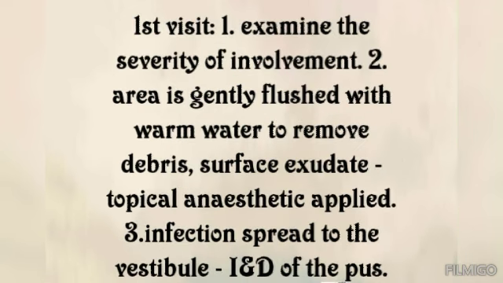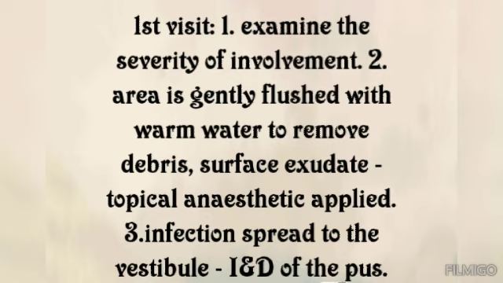So at the first visit for pericoronitis, we have to examine the severity of the involvement of the adjacent substructures and toxic systemic complications. The next step is that the area is gently flushed with warm water to remove superficial debris and surface exudate.